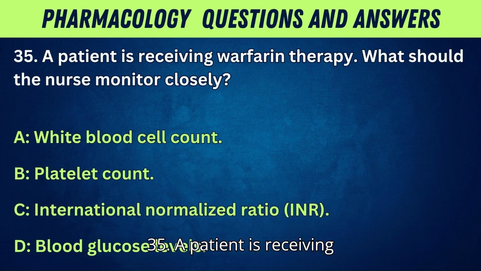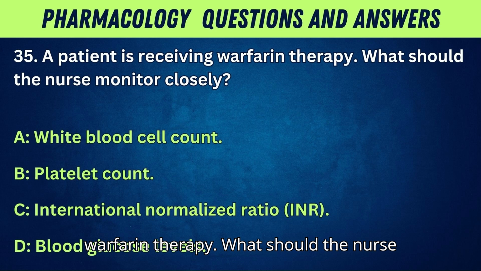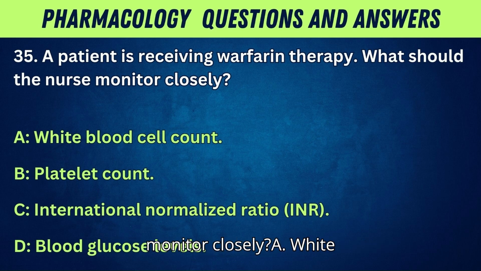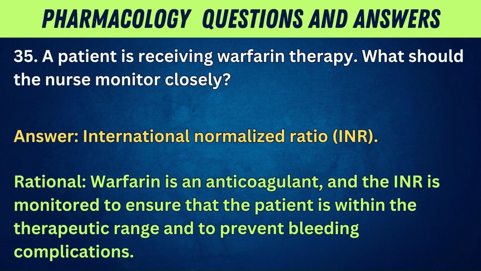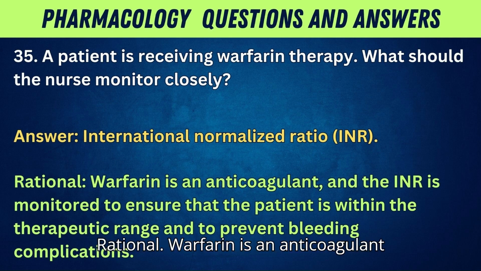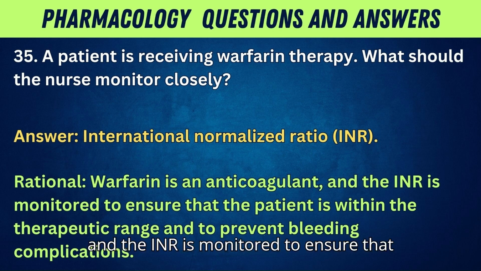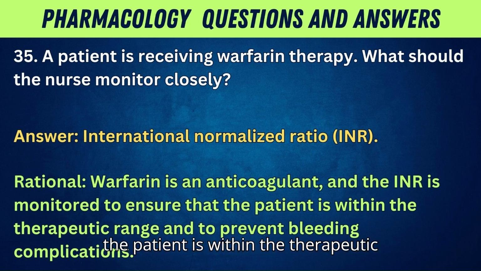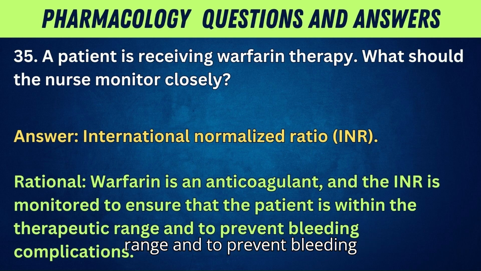35. A patient is receiving warfarin therapy. What should the nurse monitor closely? A. White blood cell count. B. Platelet count. C. International normalized ratio, INR. D. Blood glucose levels. Answer: International normalized ratio, INR. Rationale: Warfarin is an anticoagulant, and the INR is monitored to ensure that the patient is within the therapeutic range and to prevent bleeding complications.